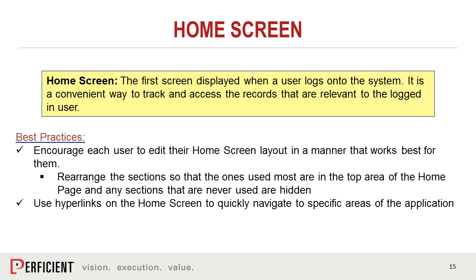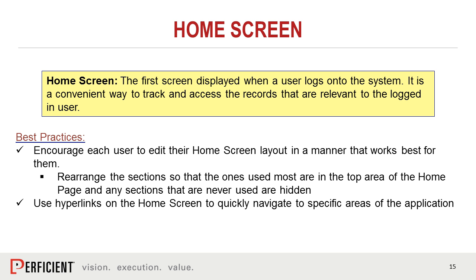Next, the home screen. The home screen is the first screen that's displayed when the user logs into the system. It's a convenient way to track and access records that are relevant to the logged-in user. The best practice is really for each user to organize their home screen in a manner that's going to be most beneficial for their use.